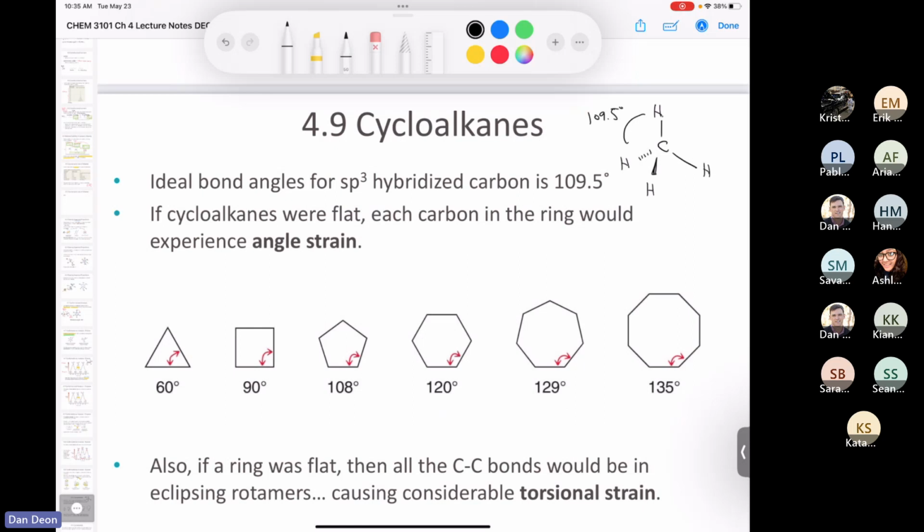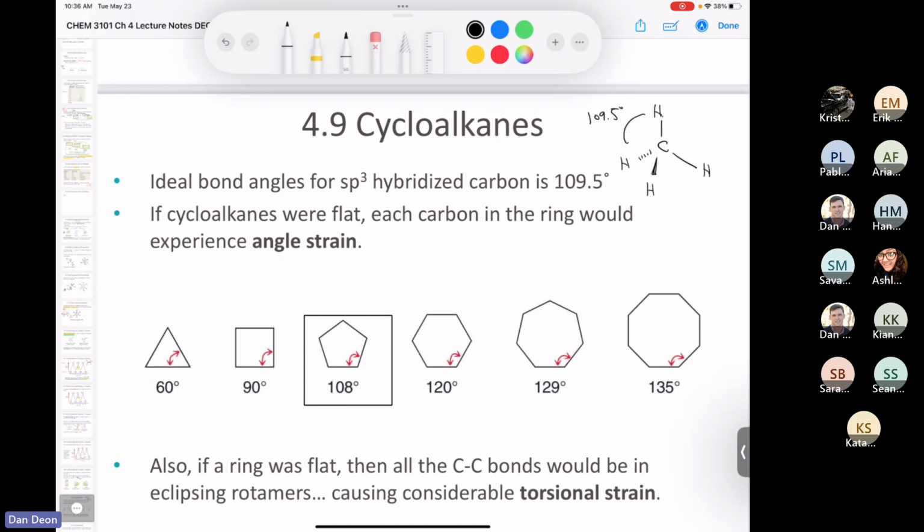Our textbook goes into some interesting history about bond angles, and the whole idea is that chemists used to think, well, if you go from cyclopropane to cyclobutane to cyclopentane to cyclohexane, that the molecules are flat. They thought they were flat like a piece of paper, and so they said, well, the one that is closest to 109.5 would be the pentagon. If you measure the bond angle inside a pentagon, it's 108 degrees.